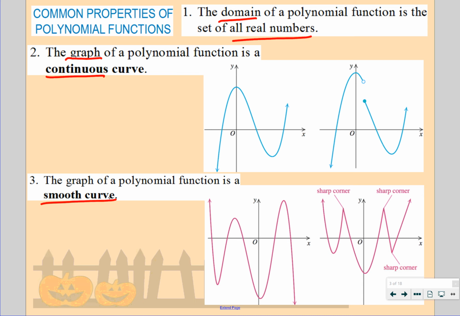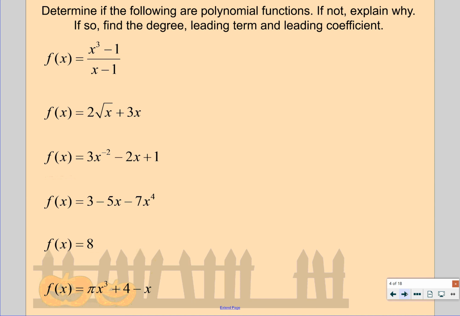Okay, so let's talk through a couple problems together first, and then you'll have an opportunity to practice on your big idea worksheet. I've got some functions here. I want to know, first of all, yes or no, if they're a polynomial. If not, what part of the equation makes it not a polynomial? And if it is, we're going to name those terms, leading term, leading coefficient, all that stuff.